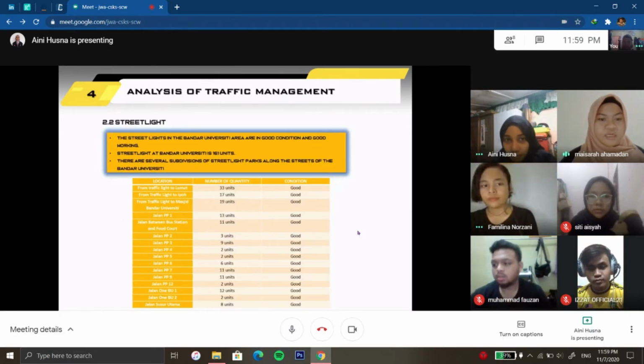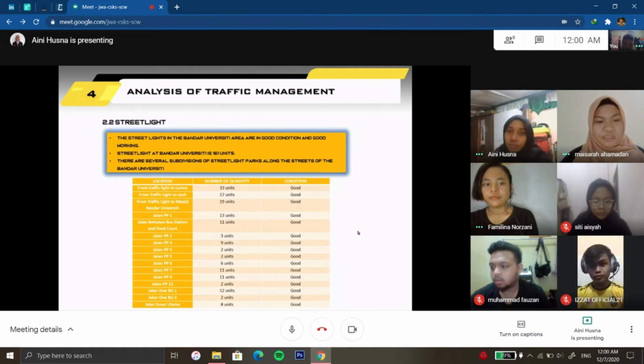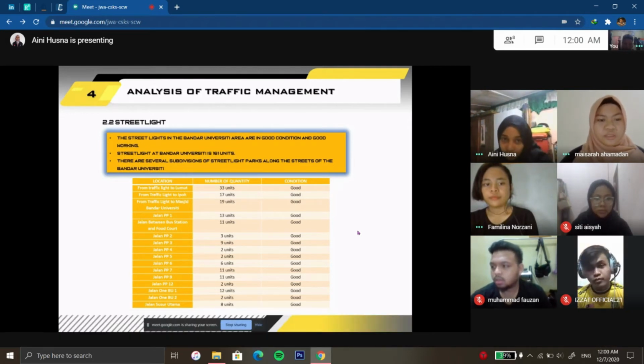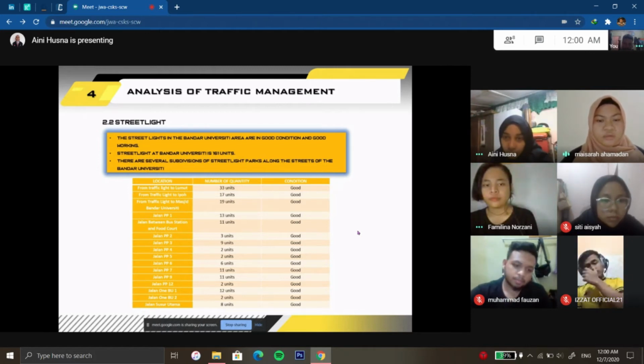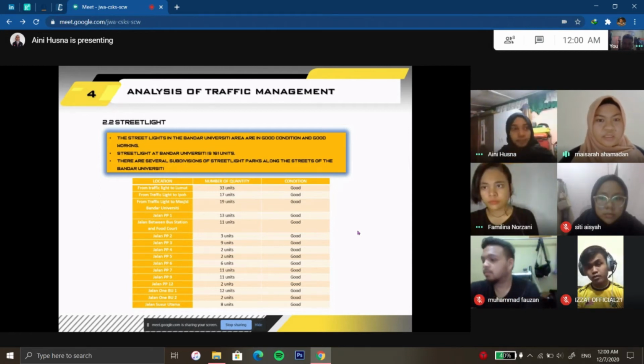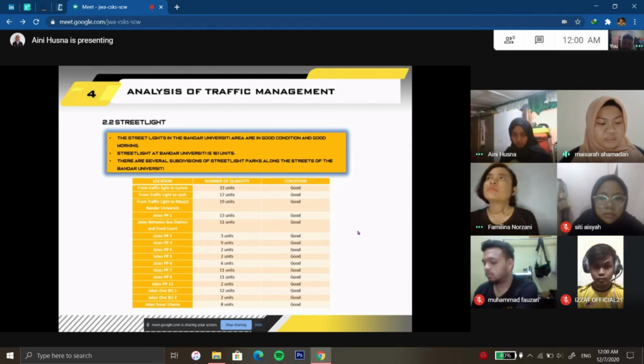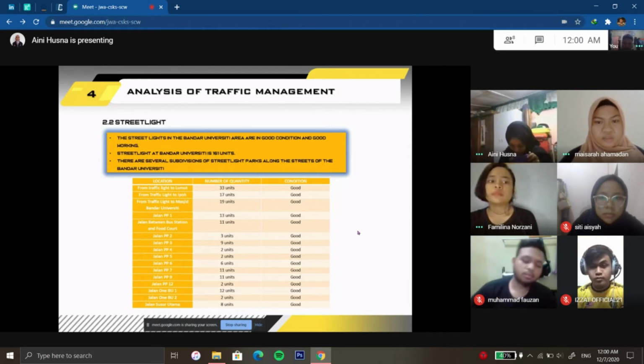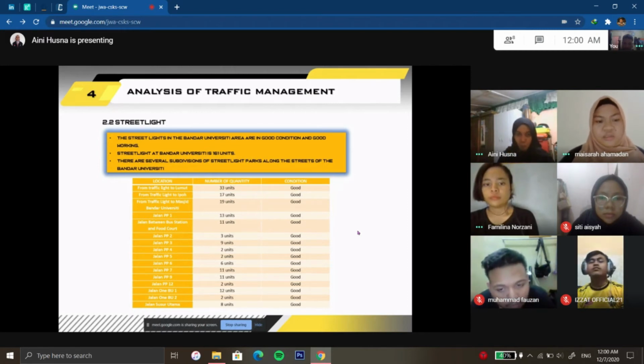Analysis for street light. The street lights in the Bandar University area are in good condition and working well. Street lights at Bandar University number 161 units. There are several subdivisions of street lights placed along the streets of Bandar University. According to the table, overall the 161 street lights at Bandar University are in good condition.